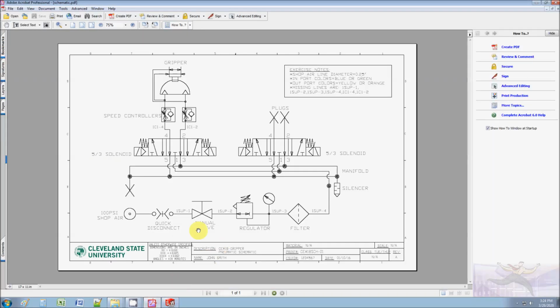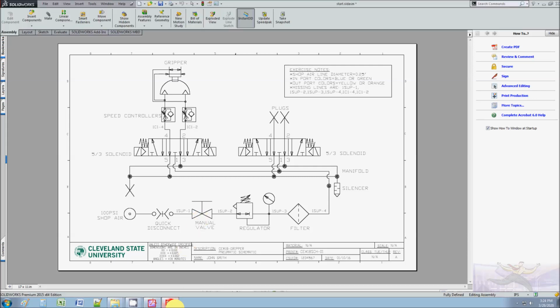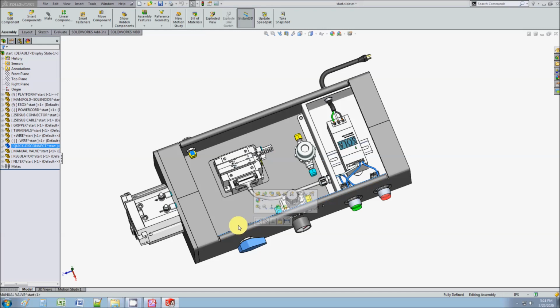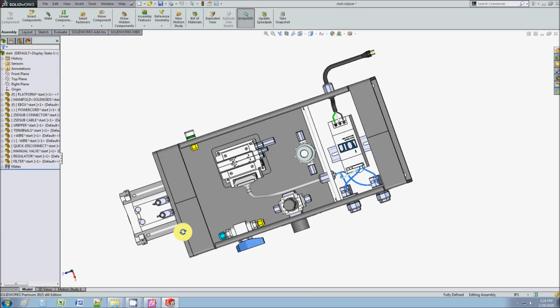Once you've done that, look to see how they're connected. It says quick disconnect is connected to the manual valve. So that means I need a line that connects from here to here. Oops, to here. Okay, these two need to be connected. So that's the exercise. You're going to read the schematic and figure out where the lines are going to go. Once you figure that out, now you're ready to run the sweeping.